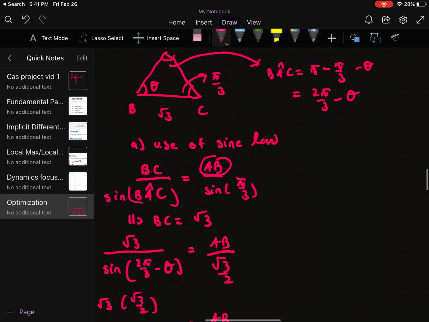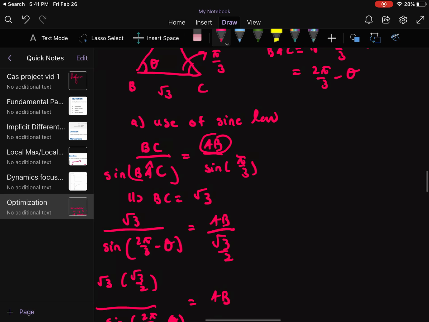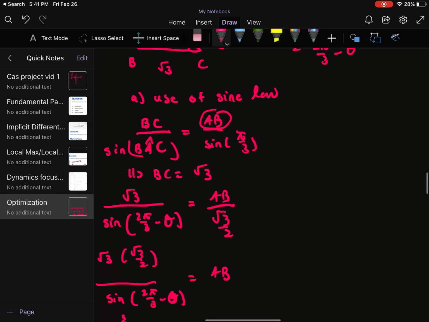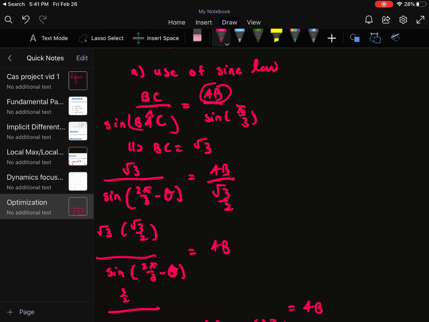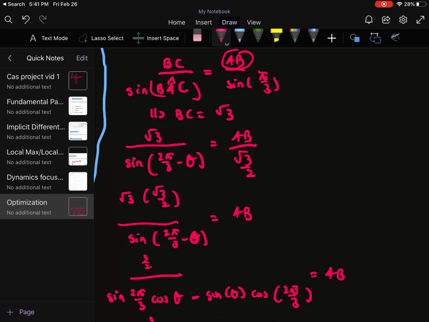Now we're going to isolate for AB by multiplying root 3 over 2 to the left. So root 3 times root 3 over 2 over sine of 2 pi over 3 minus theta is equivalent to AB. You'll notice that for sine of 2 pi over 3 minus theta, initially you'd be thinking of using the classic tricks where sine of pi minus theta is sine theta via the CAST rule. But in this one, it's not so straight cut. So I use the sine A minus B identity.